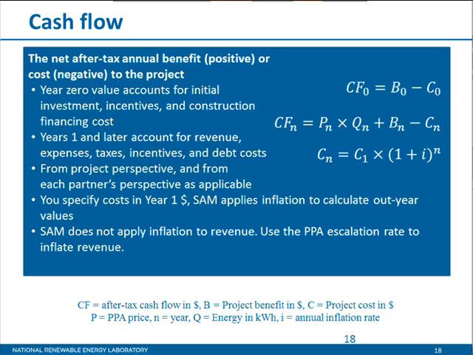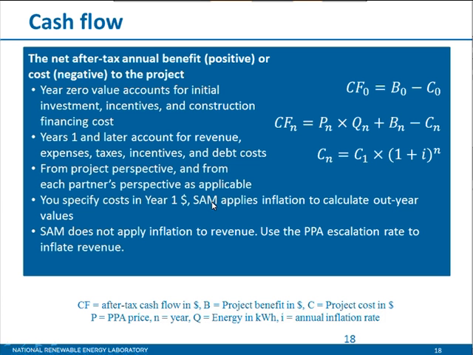The year 0 value in the cash flow is the initial investment adjusted for any incentives, and including the construction financing costs if you included that in your modeling. And then years 1 and later account for revenue, expenses, taxes, incentives, and debt costs. We have the after-tax cash flow from the project perspective, and then for partnership models, you have the after-tax cash flow for each partner.